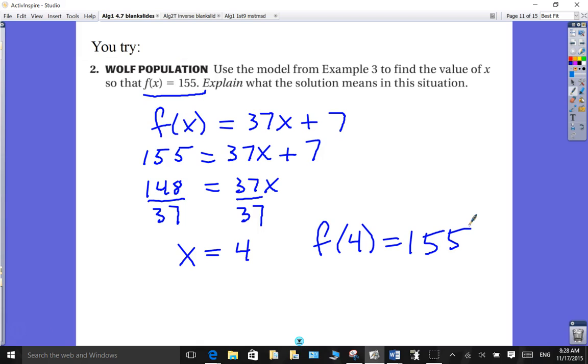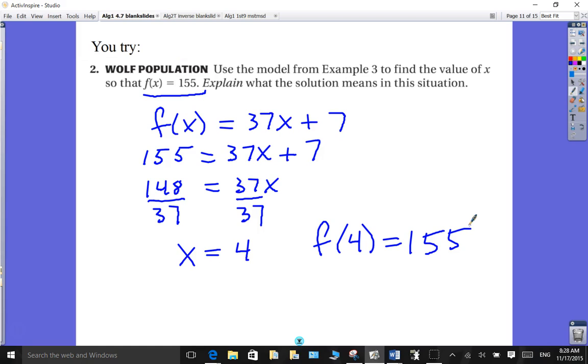But again, what was this function representing? Number of wolves as a function of years since 1995. So what does it tell you that f of 4 equals 155? So go ahead, Victoria. Yeah, that 4 years after, which is 1999, the population is 155. I mean, that's kind of turning it from the abstract math problem back into, okay, this is the thing we were discussing in the first place. F of 4 equals 155.